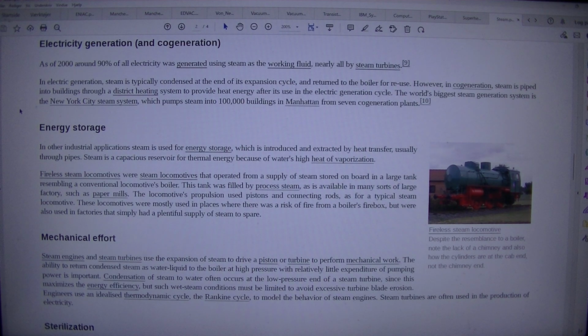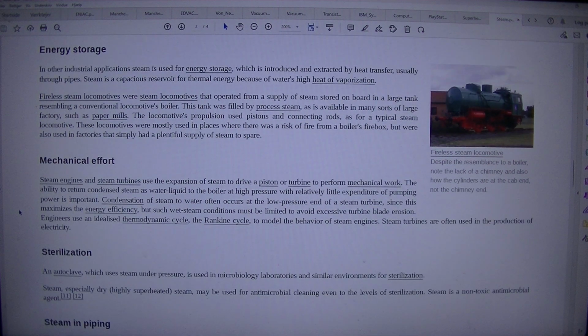Energy storage. Fireless steam locomotive. Despite the resemblance to a boiler, note the lack of a chimney and also how the cylinders are at the cab end, not the chimney end. In other industrial applications, steam is used for energy storage, which is introduced and extracted by heat transfer, usually through pipes. Steam is a capacious reservoir for thermal energy because of water's high heat of vaporization.